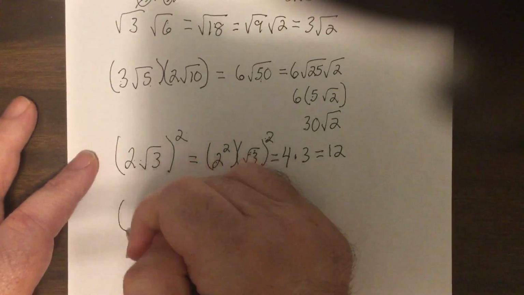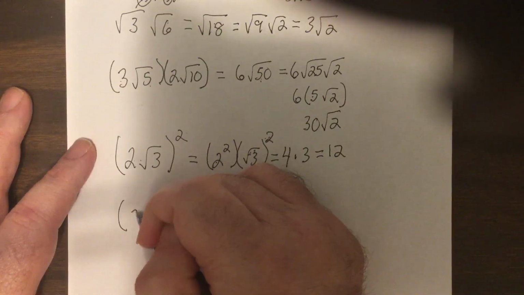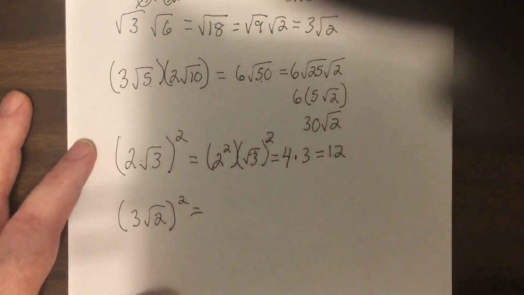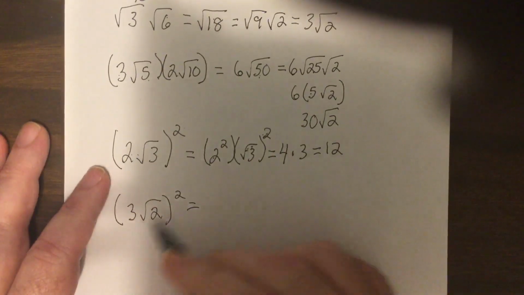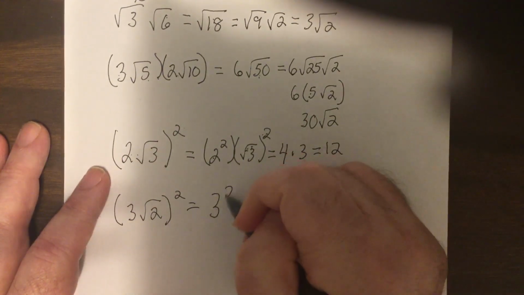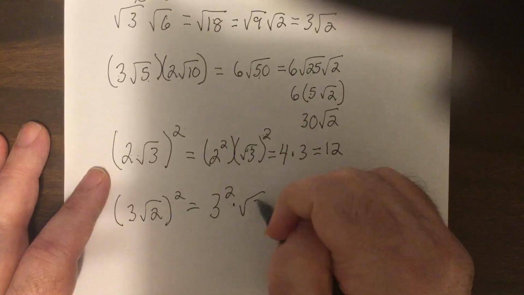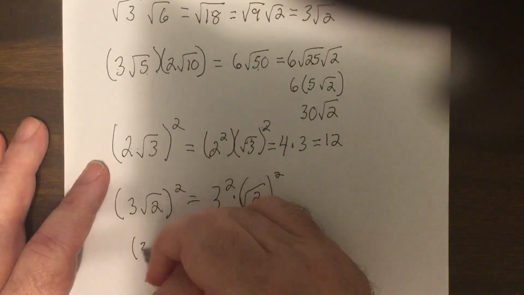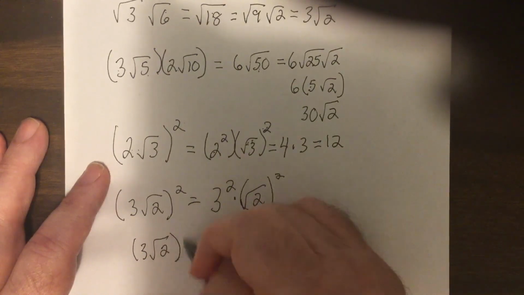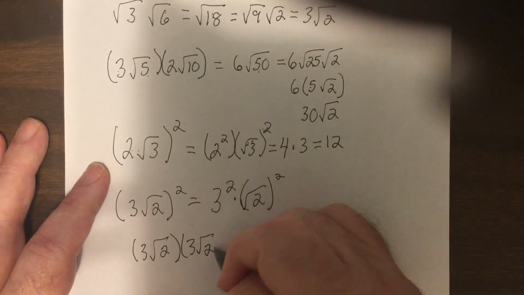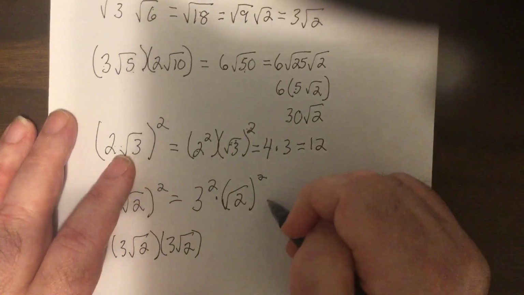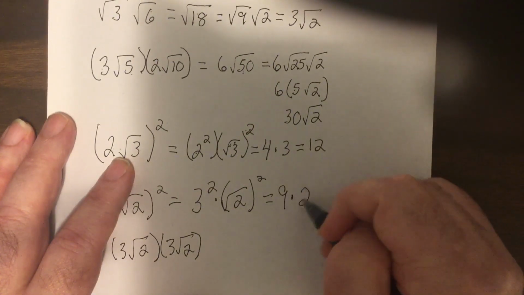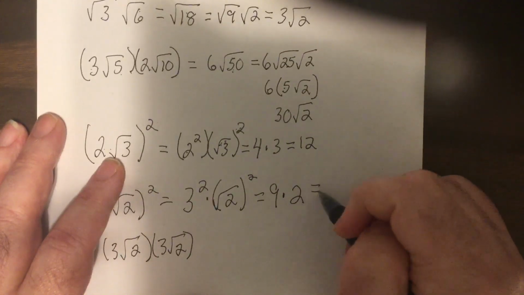So go ahead and try this one. What is 3 times the square root of 2 squared? Well, you would say 3 squared times square root of 2 squared. Or you could go 3 square root of 2 times 3 square root of 2. Either way is fine. So that would be 9 times 2, which is 18.